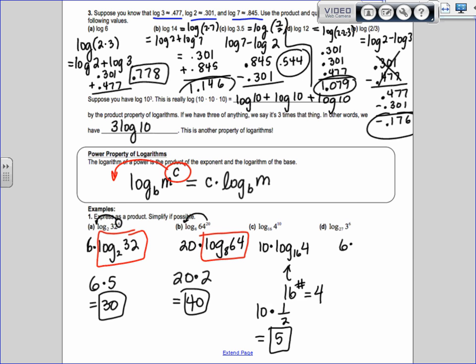So I pull the 6 to the front, and I have log base 27 of 3. 27 to some power gives me 3. What type of root do I take for 27 to get 3? The cube root, right? We know that 27 raised to the 1/3 power gives me 3, because a 1/3 power is a cube root. So I get 6 times 1/3, so I get 2. Yep. Makes sense.